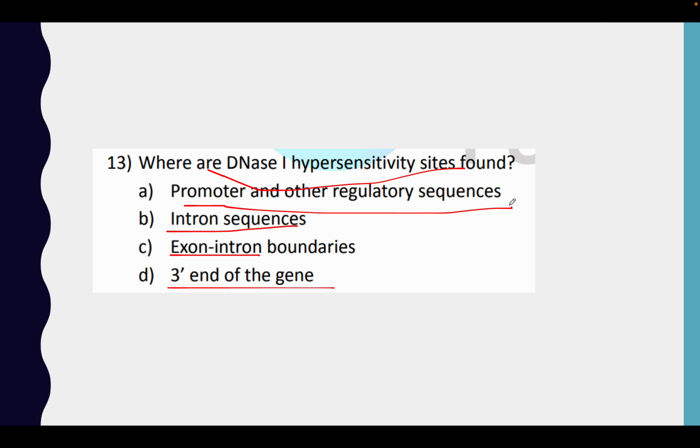So these regions have been shown to map many types of cis regulatory elements, including promoters, enhancers, insulators, silencers, and locus control regions. Okay, so here option A is correct. So DNase 1 hypersensitivity sites are found in promoter and other regulatory sequences where transcription factors could bind to the promoter.